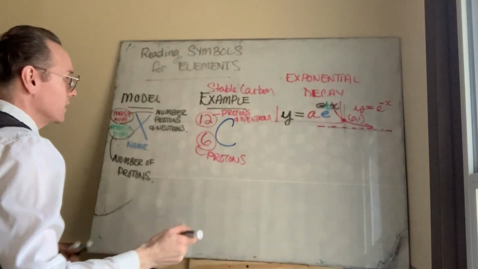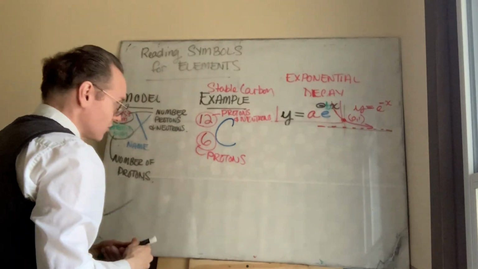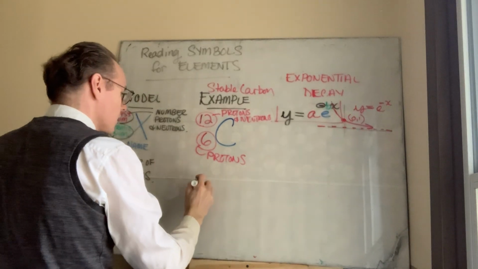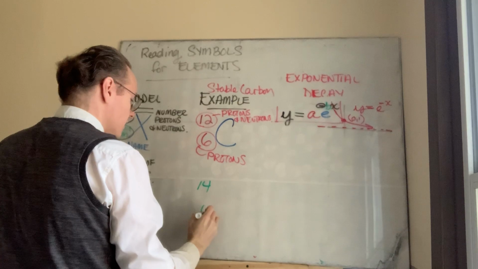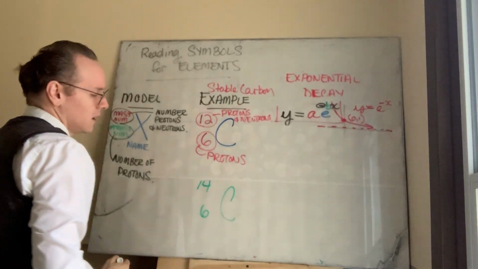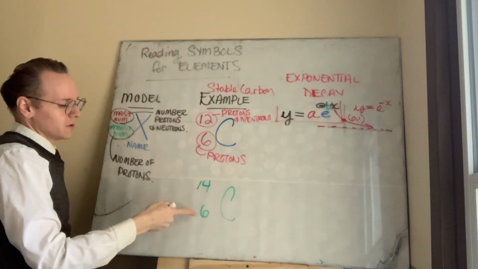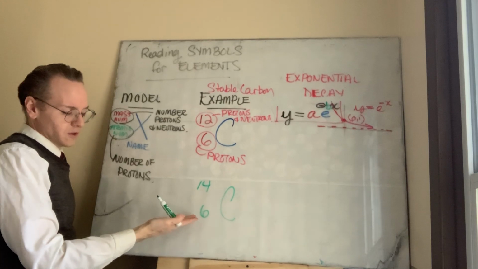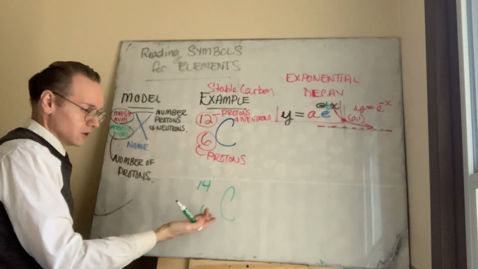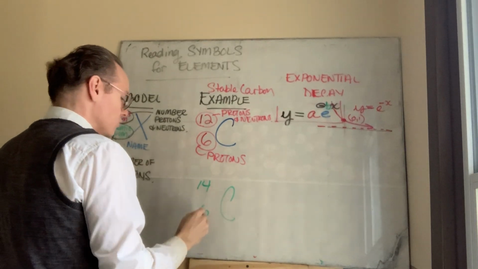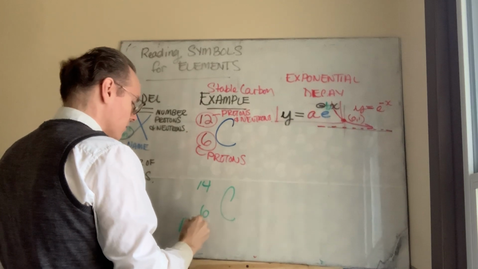You had, in theory, let's just say this, 14 as the mass number, and 6 still is protons. That's what identifies something as carbon. This would be radioactive carbon.